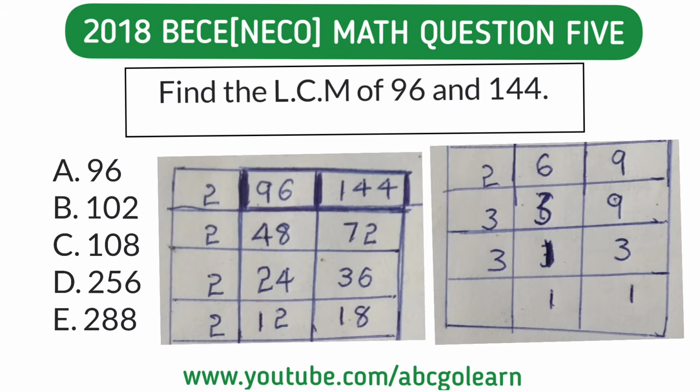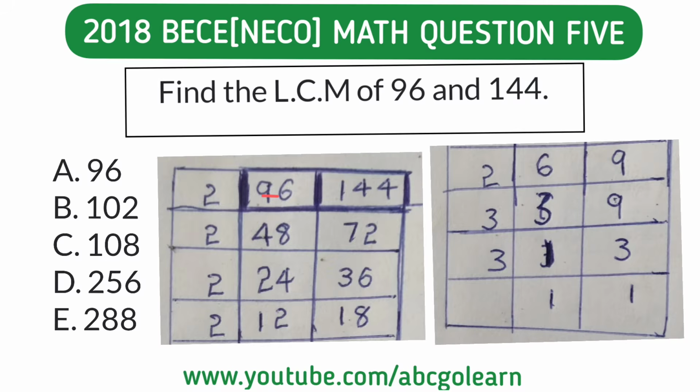Now, the next question is: find the LCM of 96 and 144. If you want to get this answer quickly, you need to draw a table. So this is the table I have drawn. After you've done that, you write 96 here and you write 144. Then just divide it. You start with 2. If 2 goes, that means it divides; if it doesn't go, you would pick another number.